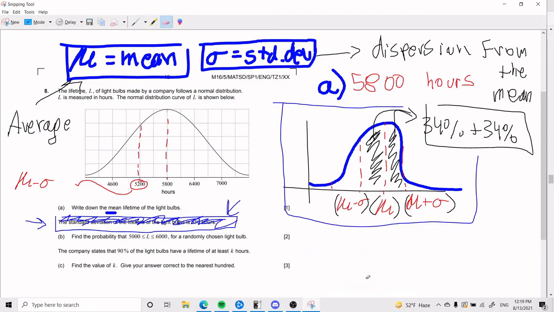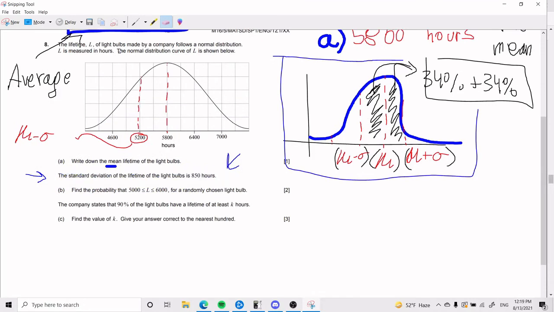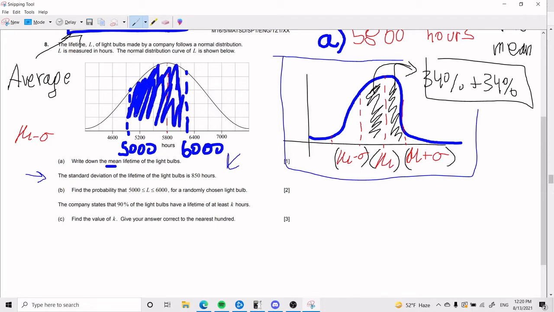Anyway, moving on, we have part B. We need to find the probability that a light bulb with a minimum of 5,000 hours of lifetime and a maximum of 6,000 hours of lifetime is randomly chosen. In other words, what the question is asking us is if we have the line at 5,000 here and the line at 6,000 here, sorry, those two lines, what is the area that is encompassed in between them? And given that area, what is the probability, right?